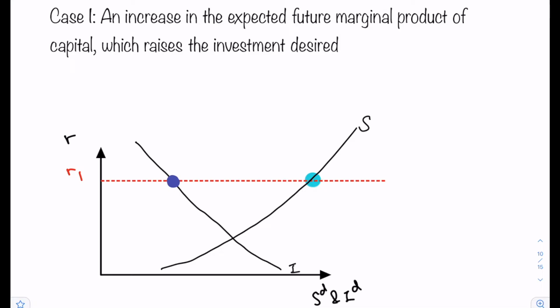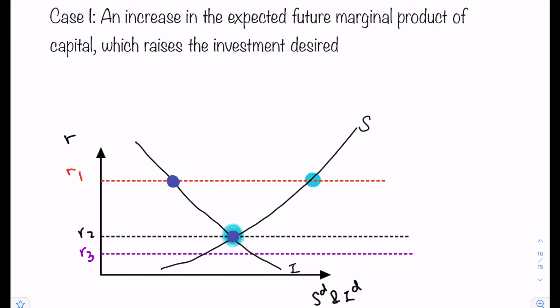Then how about if the economy faces the world interest rate in here? Then it means that the saving and investment coincide, so it has a zero borrowing and lending position. Finally, if this economy faces the interest rate position in R3, then it means that its saving is less than its investment. Therefore, it implies that this economy is an international borrower.